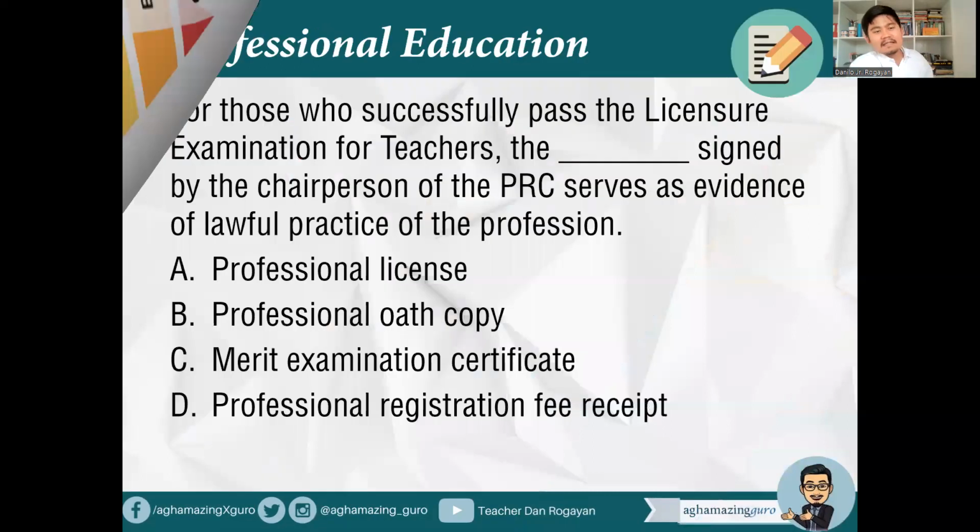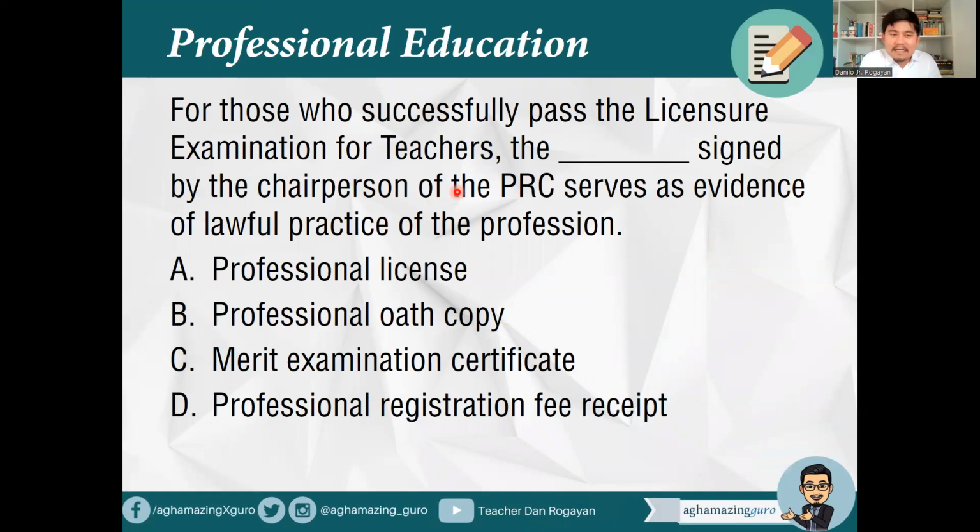Okay. Next, for those who successfully pass the licensure examination for teachers, the blank signed by the chairperson of the Professional Regulation Commission serves as evidence of lawful practice of the profession. A, professional license. B, professional oath copy. C, merit examination certificate. Or letter D, professional registration fee received. What is that particular document signed by the chairperson of the Professional Regulation Commission? Of course, that is your professional license.